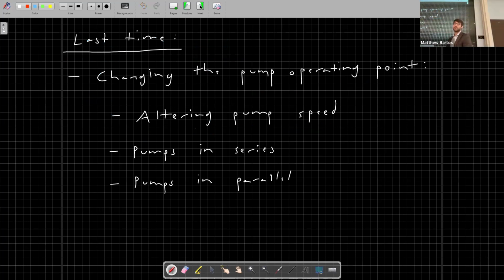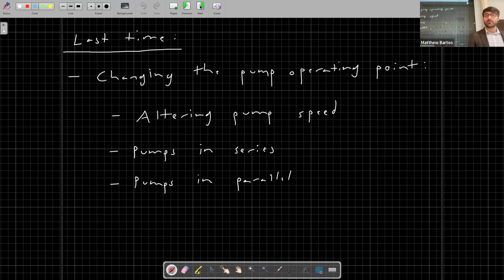So last time we talked about how we could change the operating point of a pump within a pipe system through three different ways. We talked about how we could alter the pump speed to shift the pump curve up and to the right by increasing the pump speed, or down and to the left. So that allows us to change the operating point of a pipe system for which we have a variable speed pump. Not all pumps will be variable speed.